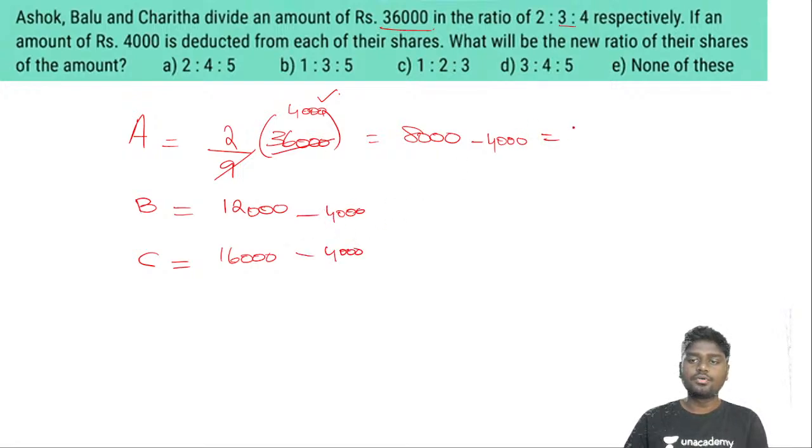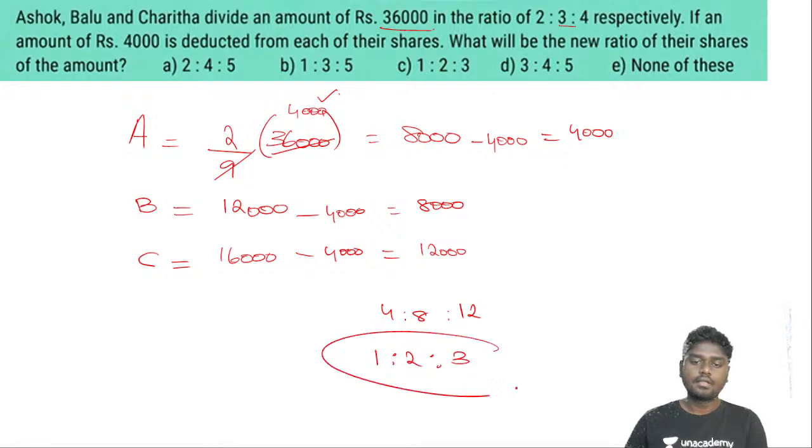So if you do so, you get 4,000. Here you get 8,000. And here you get 12,000. So ultimately, what will be the ratio? The ratio will be 4:8:12. And it's going to be ultimately 1:2:3. That's it. Very good, guys.